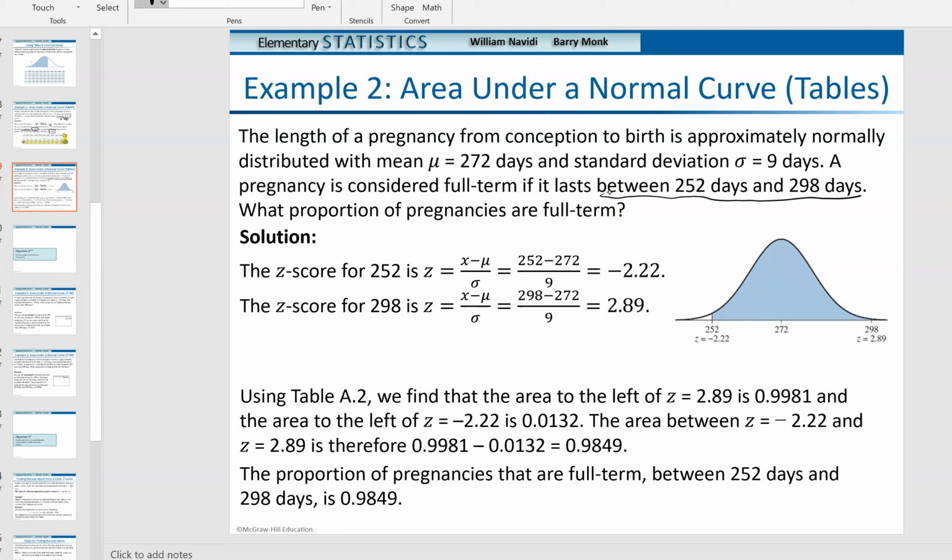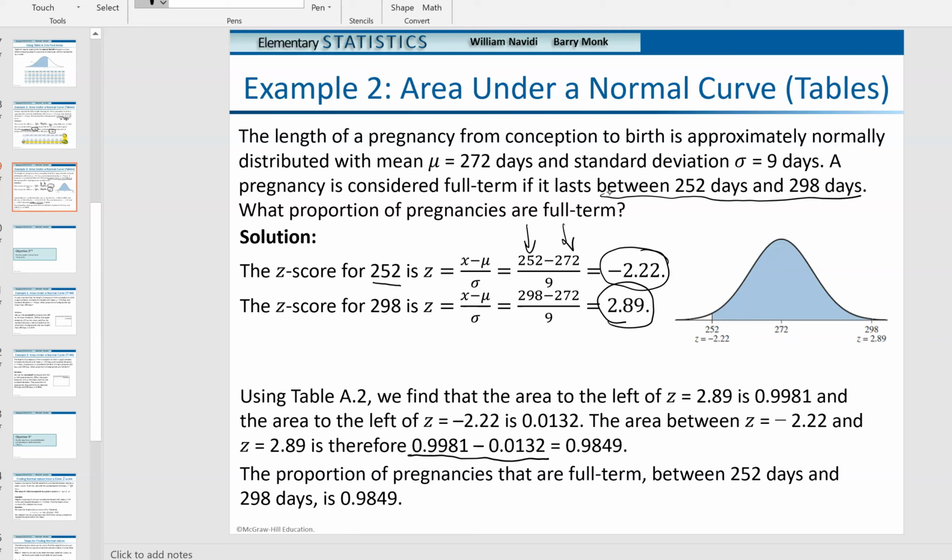When I'm doing an in-between, I calculate both z's, look them both up, and do a subtraction. So that's the subtraction happening right down here. For the 252 number, 252 minus 272, where 272 is the mean and 252 is x, divided by sigma, comes out to a negative 2.22. I have to look this up on the chart. And then the z-score of 298, 298 minus 272 divided by 9, I get 2.89.